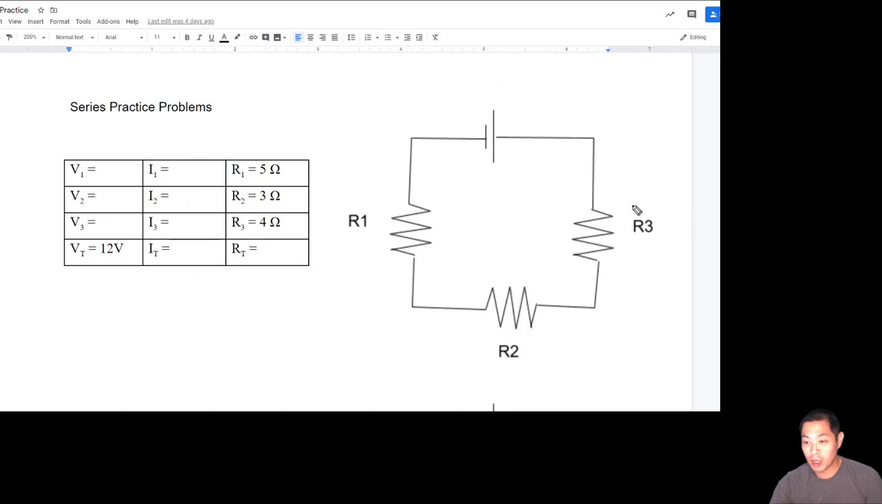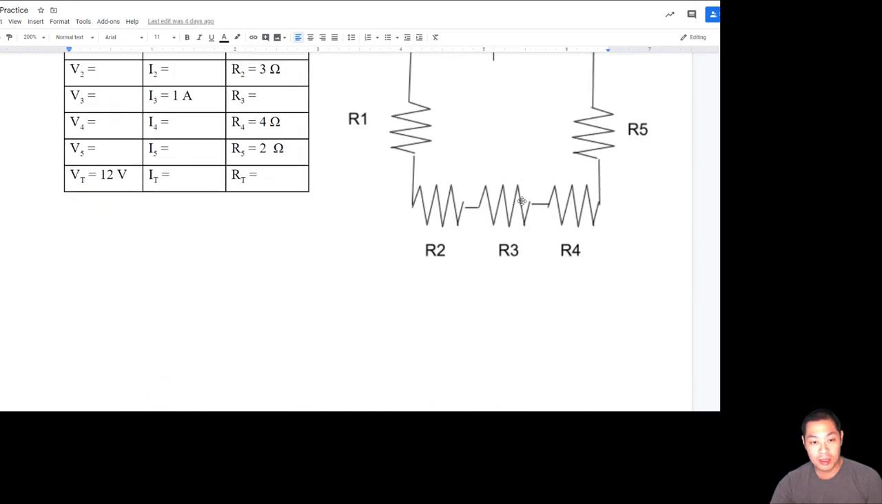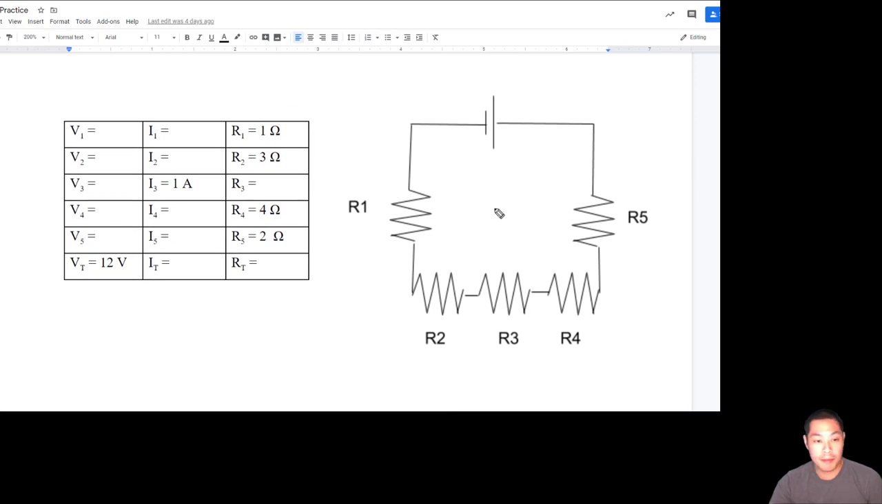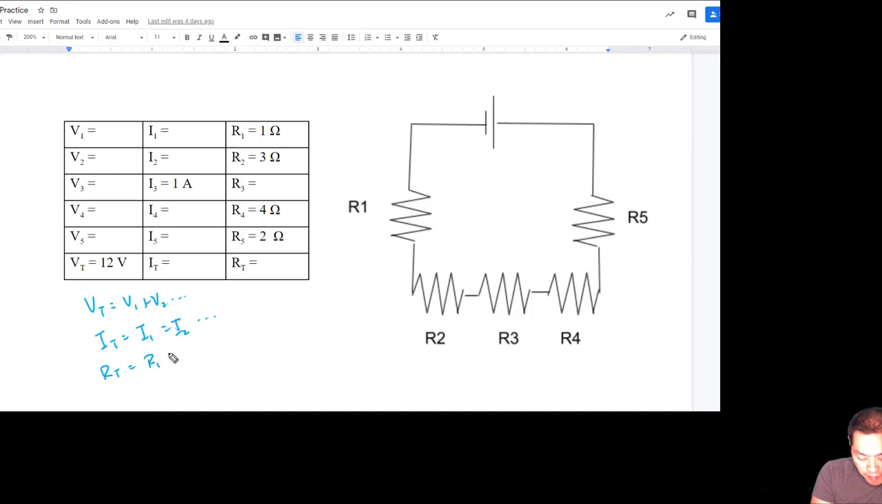Our next one looks a little bit more complicated, but it's actually fairly simple. Same rules. So let me rewrite it again. I don't know why it got so big. So V total is the sum. Current is the same. And then resistance is the sum. So now we have 1, 2, 3, 4, 5. You can label it if you like, but we could do it this way as well.